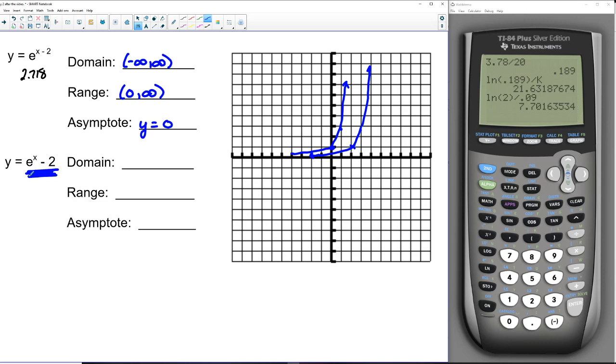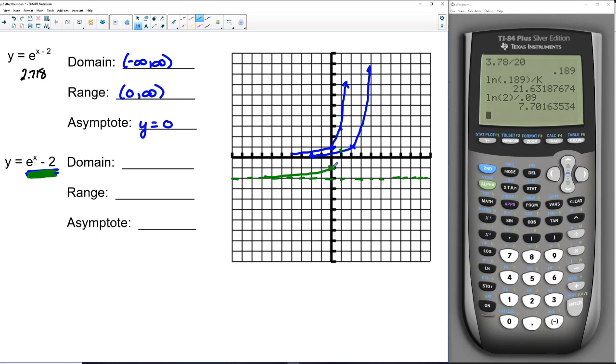Now with this one, we're subtracting 2 on the outside. So now let me change color for this. We'll make it green. And then we go 2 down. So here's the parent graph, 2 down. But if we go 2 down, that moves that horizontal asymptote 2 down as well. That's it. 2 down. And this goes 1, 2 down.